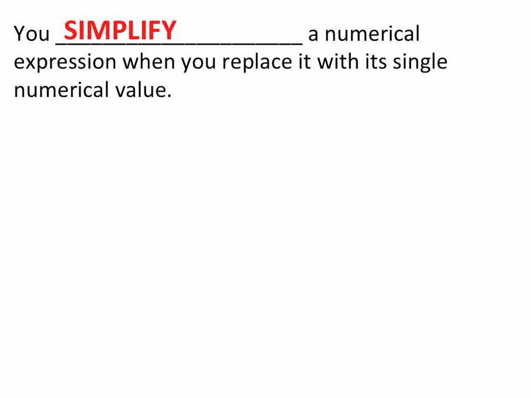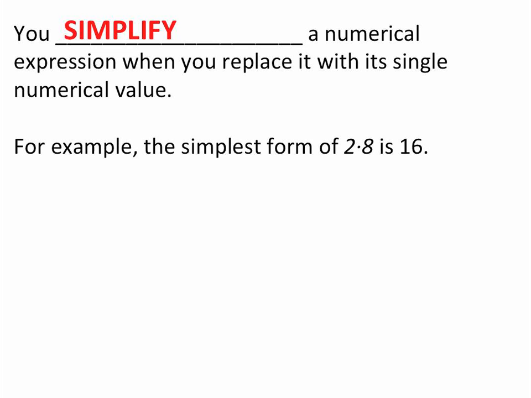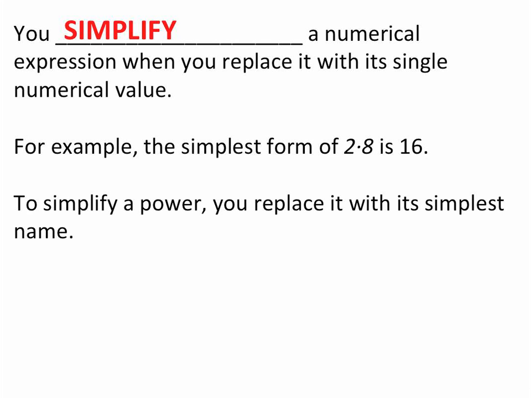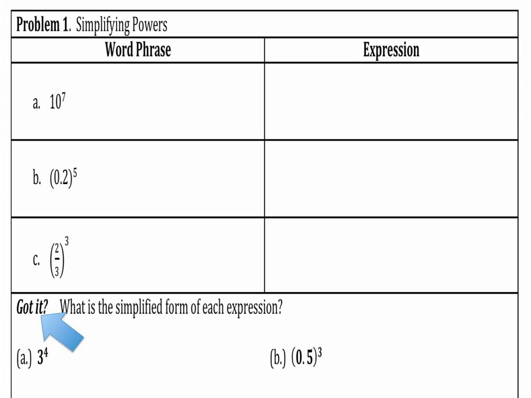We simplify a numerical expression when we replace it with its single numerical value. So a lot of times when you're doing a math problem, it's hard to understand the directions. So whenever they say simplify, that means figure it out so you get down to the most basic answer. So if there's only numbers in there, then you would just do what it tells you to do. For example, if it said simplify 2 times 8, well, then you would just get 16.